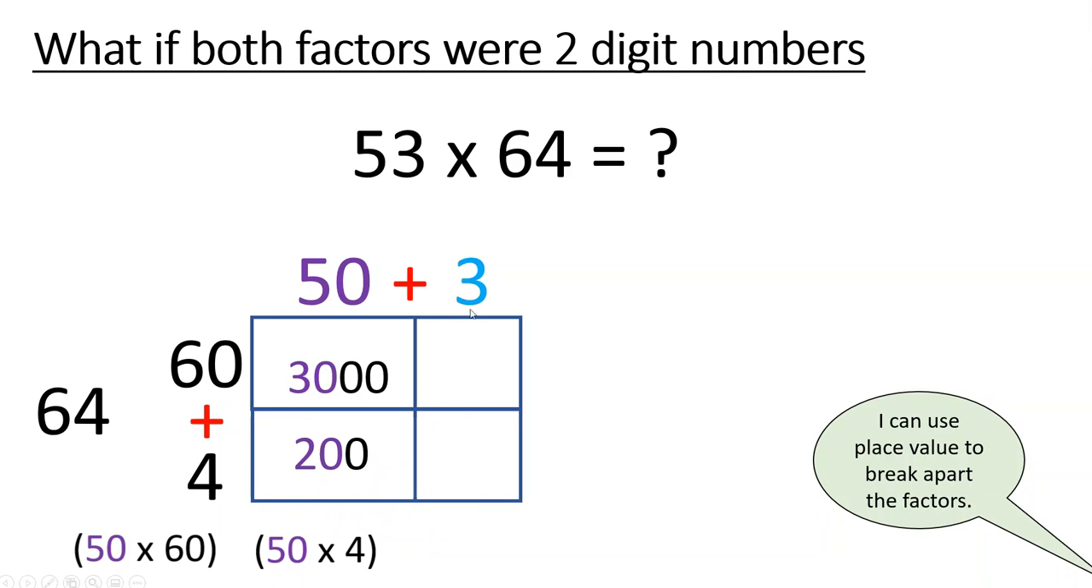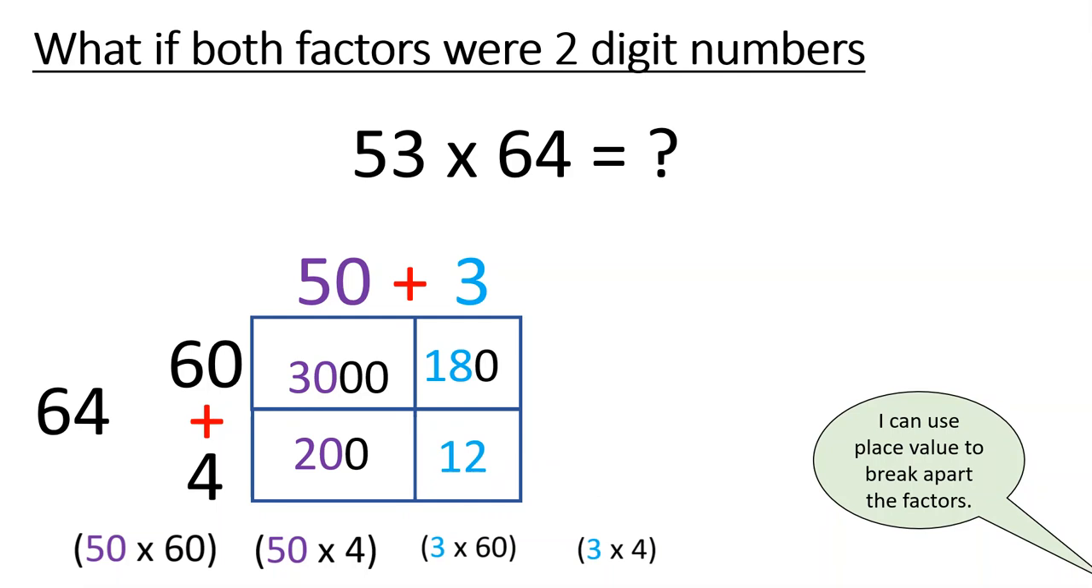Now we're going to do the 3 column. So we're going to do 3 times 60 and 3 times 4. 3 times 60, 3 times 6 is 18. 18 times 10 is 180. And then 3 times 4 is 12. And there is no times by 10 because there's no tens that we broke apart. So those are all of our parts.